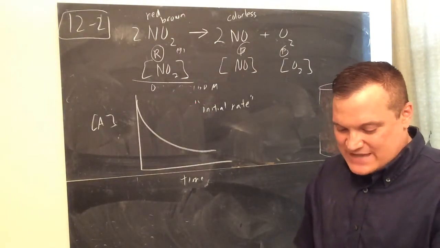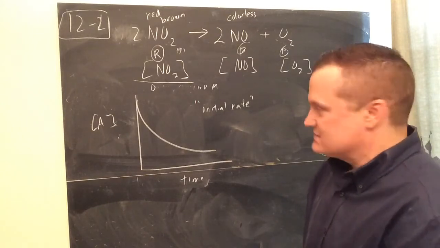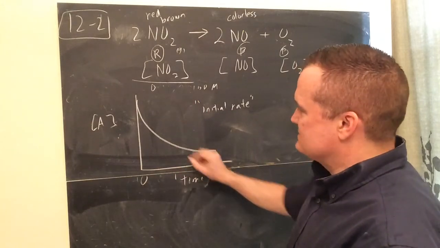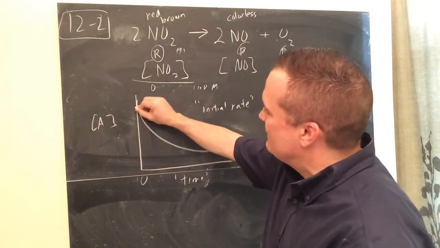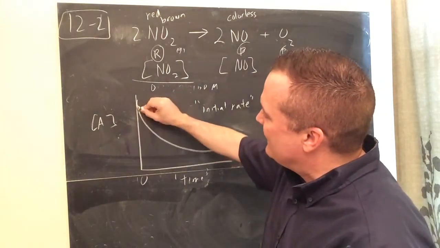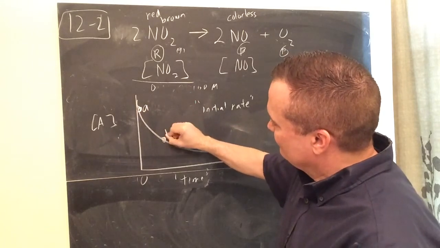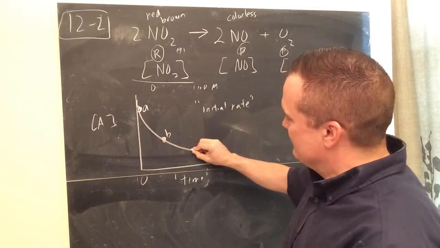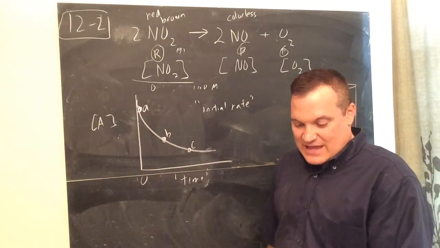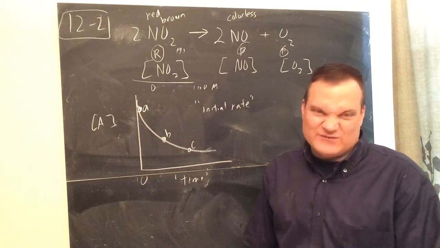It says points A, B, and C represent concentration of reactant A at 0, 1, and 2 seconds. So 0, 1, 2 seconds. And we have A, B, C. So A should be a little bit off the line, okay? Then B, and then C will be over here maybe. Okay, and it says label the graph to identify instantaneous, average, and initial rate and define each.